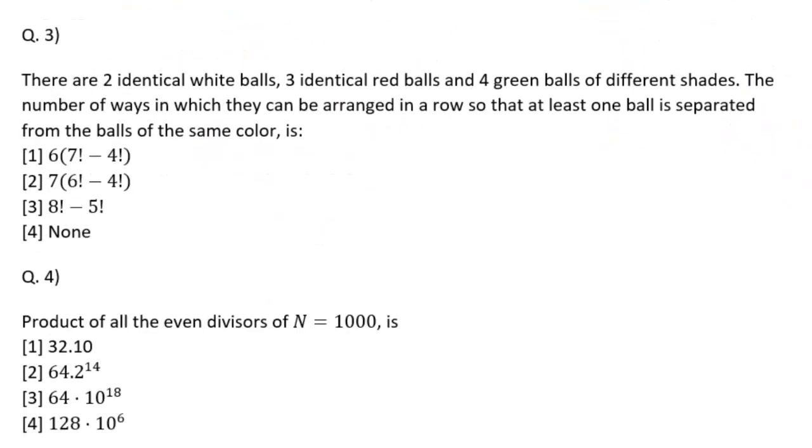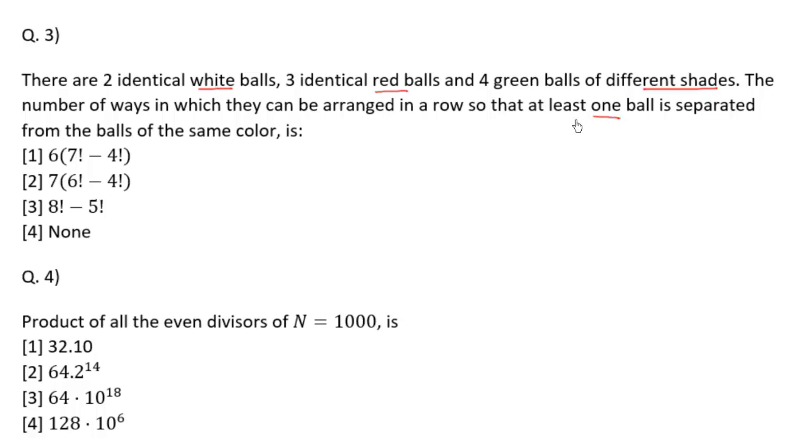Let's take the third question. Here it says that there are 2 identical white balls, 3 identical red balls, and 4 green balls. They are of different shades. So the red balls and the white balls are identical, but the green balls are different. The number of ways wherein they can be arranged in a row so that at least one ball is separated from the balls of the same color.